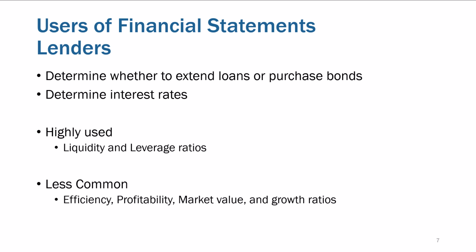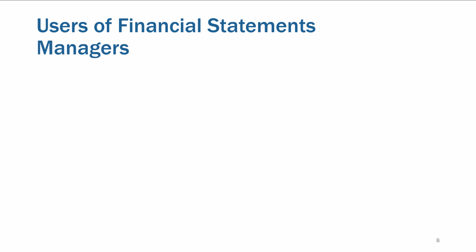Not as much things like efficiency, profitability, market value, and growth ratios. Those are all important, but as an example, you'll learn about something called a PE ratio. A lender is normally not going to have as its top metric, this company's PE ratio is 15 to 1 or 30 to 1. How does that impact our interest rate? It's just not going to be the biggest metric used.